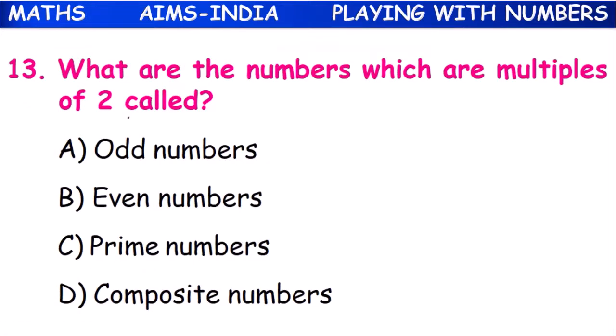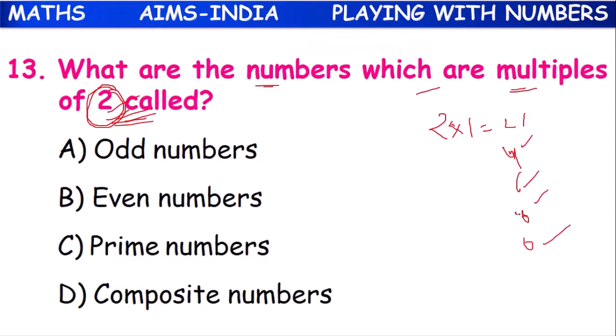Next. What are the numbers which are multiples of 2 called? If you observe the 2 table, 2 1s are 2, 2 2s are 4, 2 3s are 6, 2 4s are 8, 2 5s are 10. In their unit place, they will be having 2, 4, 6, 8, 0. So they are said to be even numbers. All the multiples of 2 are said to be even numbers. Okay. So B option is the correct answer.